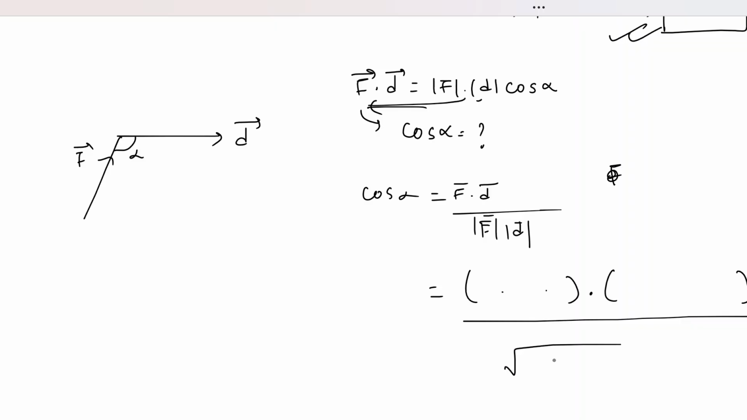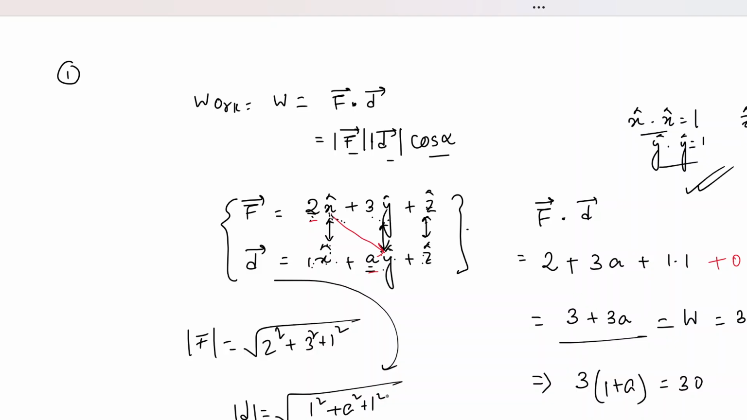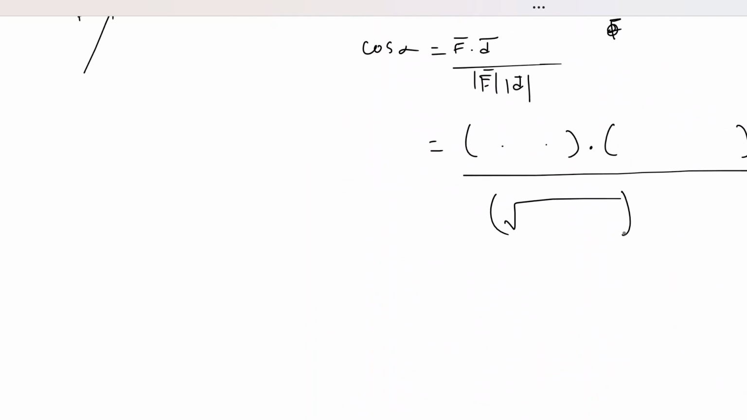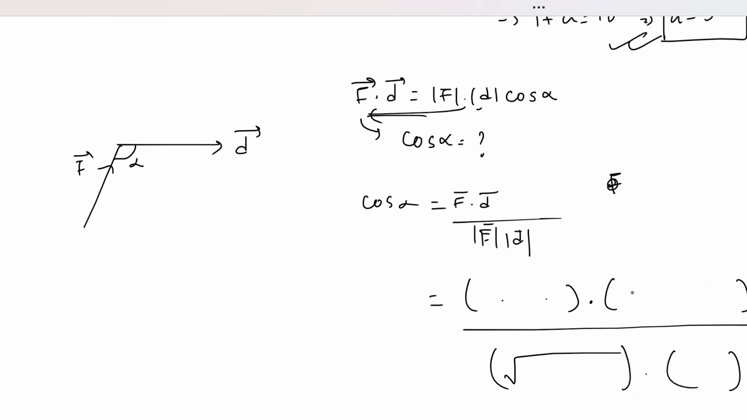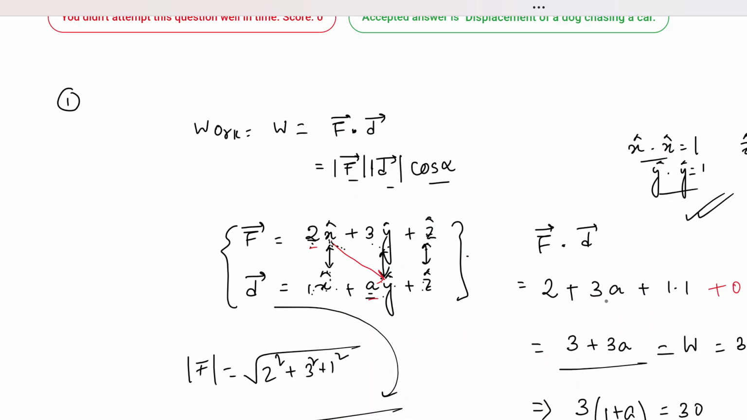In the case of f, how do you take a vector modulus? You take a square root of the sum of the squares of each of the coefficients. For f modulus, you have root over 2 squared plus 3 squared plus 1 squared. Similarly, for d modulus, that is 1 squared plus a squared plus 1 squared. So whatever value you get, you will have an f modulus and a d modulus. Now this will be your cos alpha expression, and the dot product will be in the numerator, with the moduli in the denominator. This way you can also get the same thing back, because ultimately you will get this answer: 3 plus 3a will be your dot product value.